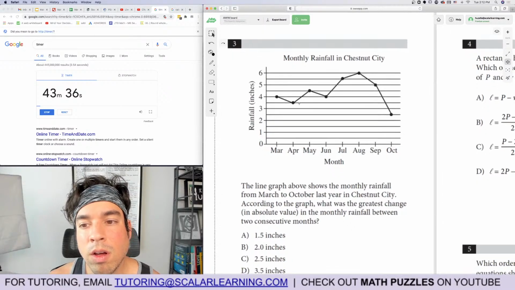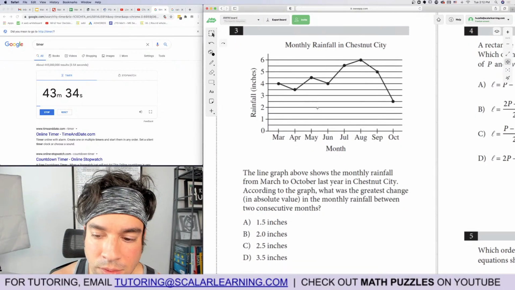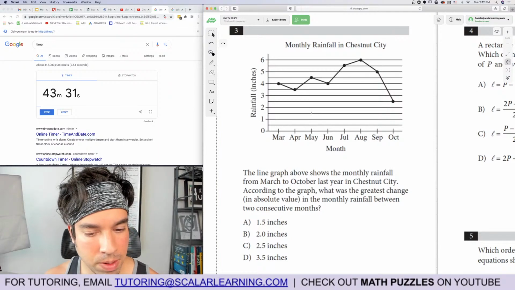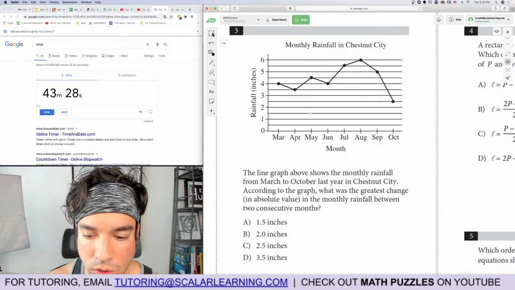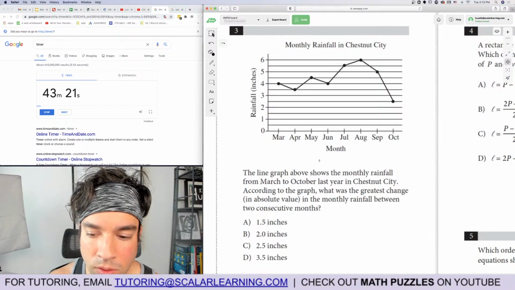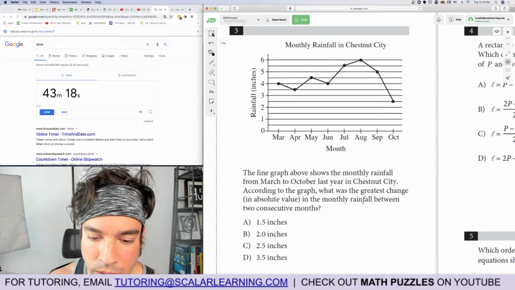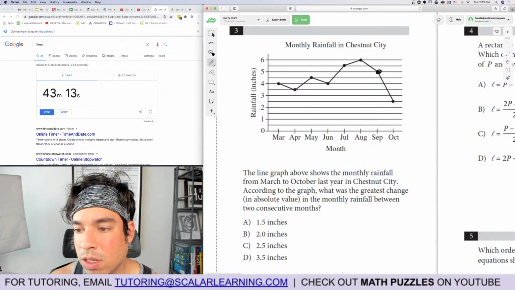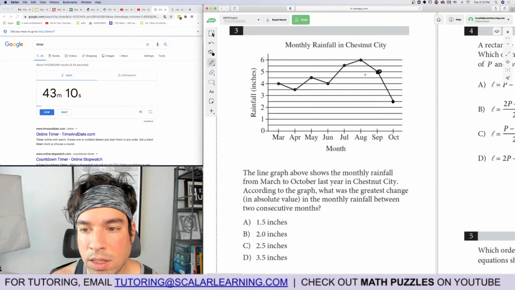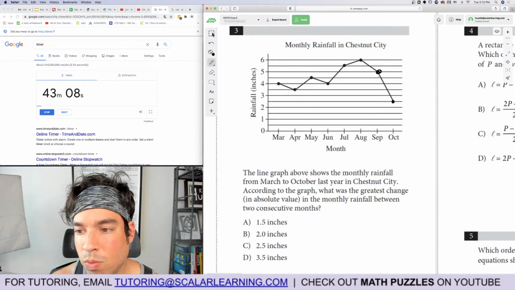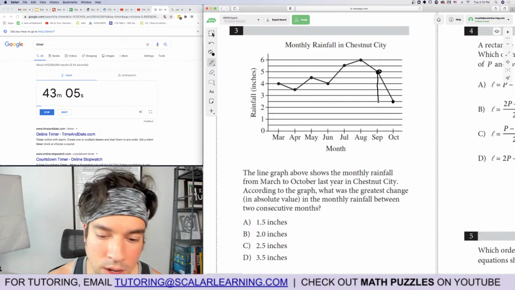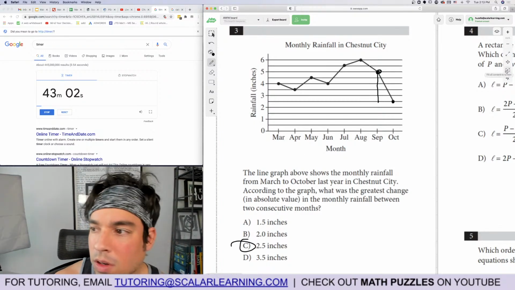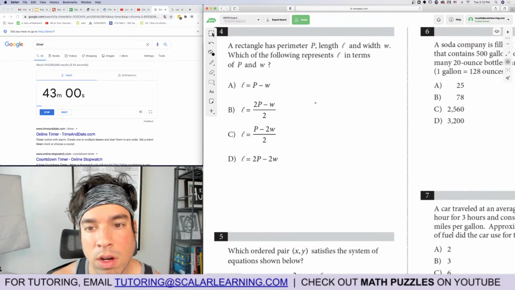Number 3. Monthly rainfall in Chestnut City. The line graph above shows the monthly rainfall from March to October last year in Chestnut City. According to the graph, what was the greatest change in absolute value in the monthly rainfall between 2 consecutive months? Hold on. What was the greatest change in absolute value? So it's just the biggest difference from one to the next. So it's going to be from here to here. And that is going down by 2.5 inches. Boom.